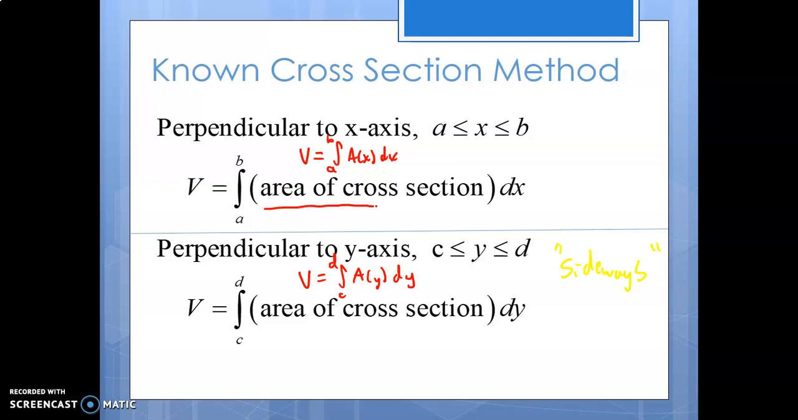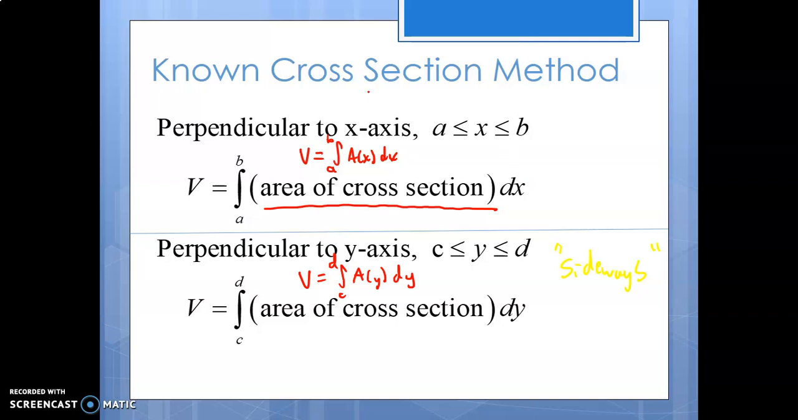So the area of the cross section is the only thing that goes inside the integral. You don't have pi on this one unless you're dealing with circles or semicircles or something like that. You're just adding up the area going across the axis. So you're adding up a bunch of squares or adding up a bunch of triangles or whatever.